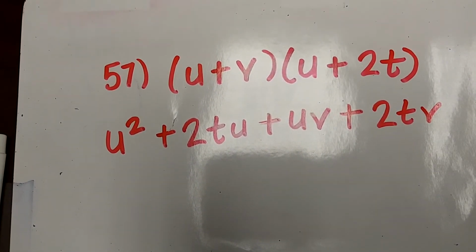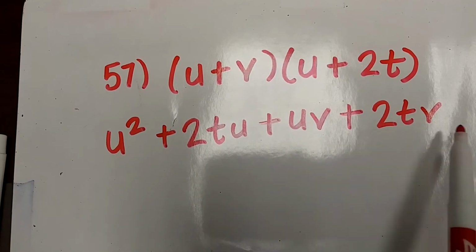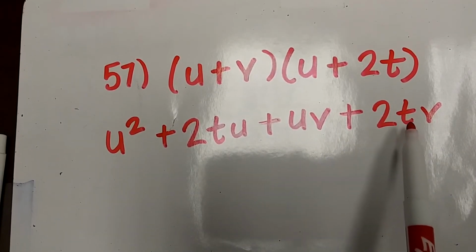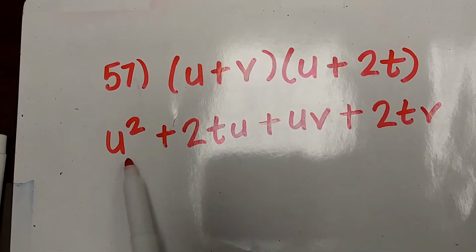On this one, are there any like terms? Well, I see a U squared, but nothing else says U squared. I see TU, nothing else says TU. UV, nothing else says UV. And then I see TV, nothing else says TV. So all four of these terms are unlike, so we don't combine anything. And that would be my final answer on number 57.